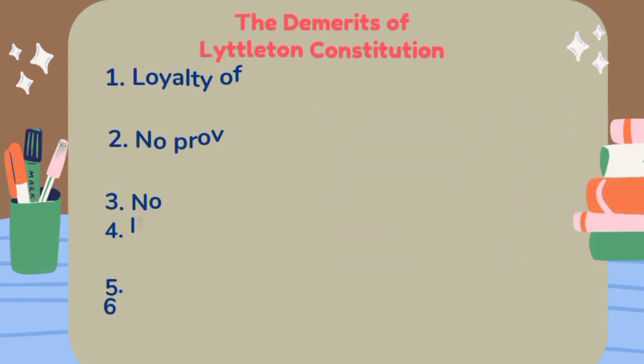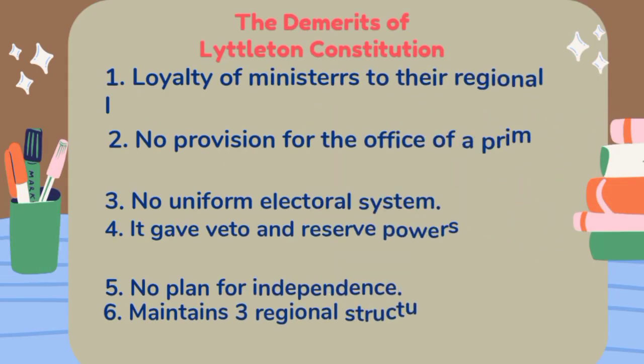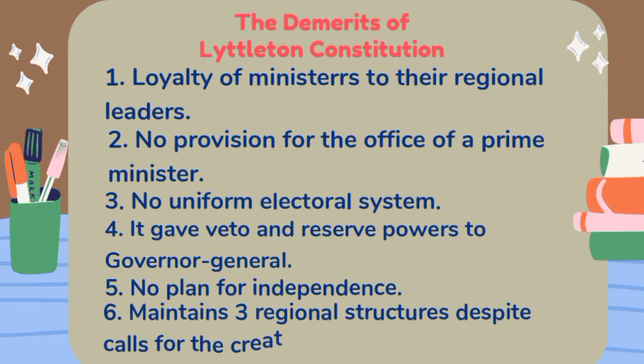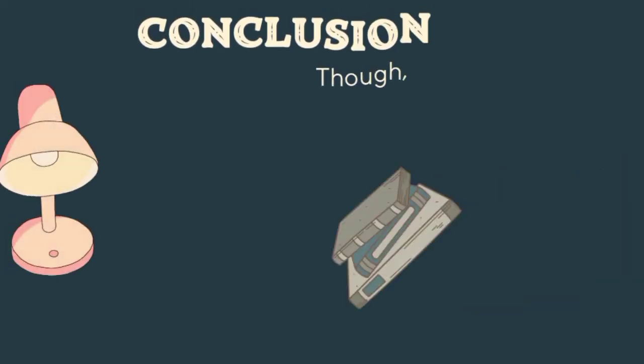Again, let's look at the various demerits. One of them include loyalty of ministers to their regional leaders. There was no provision for the office of a prime minister. No uniform electoral system. It gave veto and reserve powers to Governor General. It made no plan for independence for the country, and also it continued to maintain the three regional structures without creating new ones.